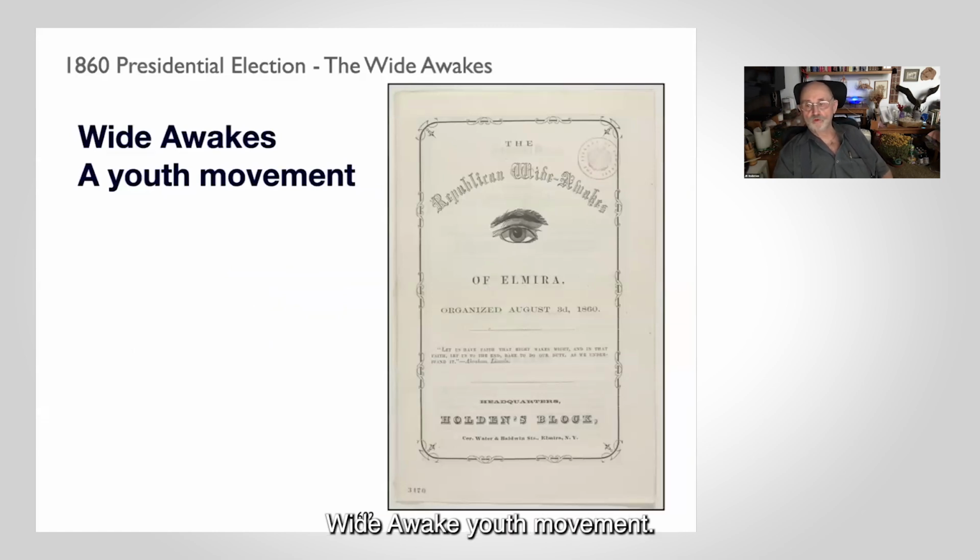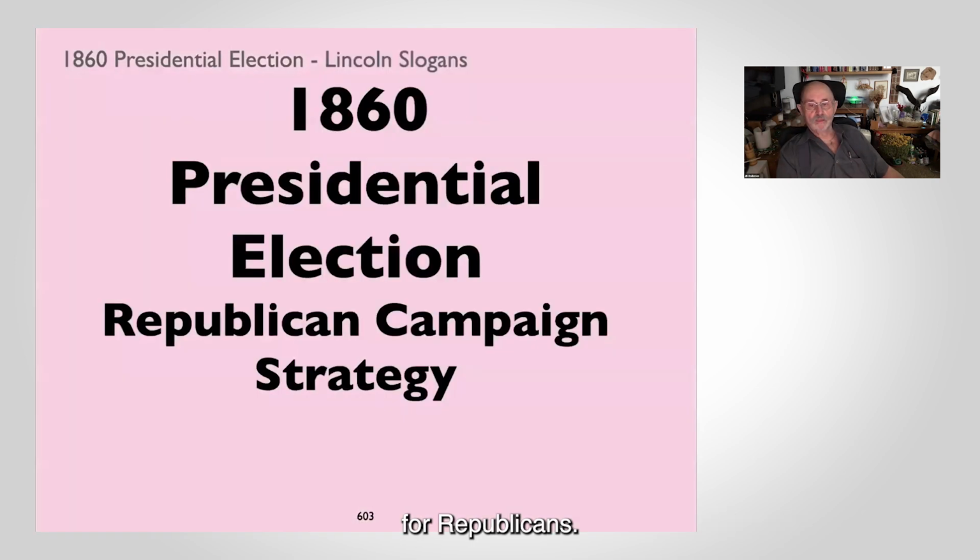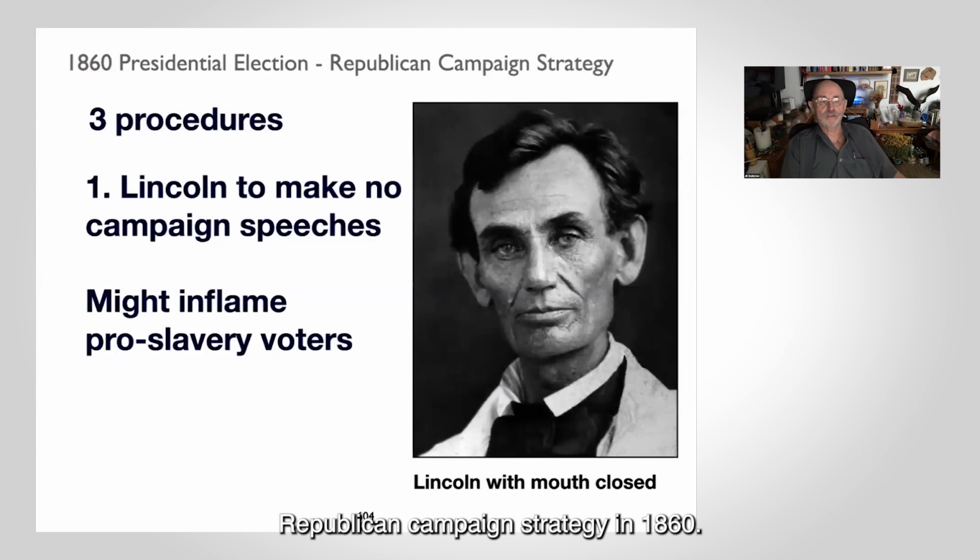Wide Awakes youth movement. See, here's a Republican Wide Awakes. In other words, pay attention, get out and vote. And this is Elmira city or county area, and this pamphlet was released there in an attempt to get people out to vote for Republicans. Republican campaign strategy in 1860.